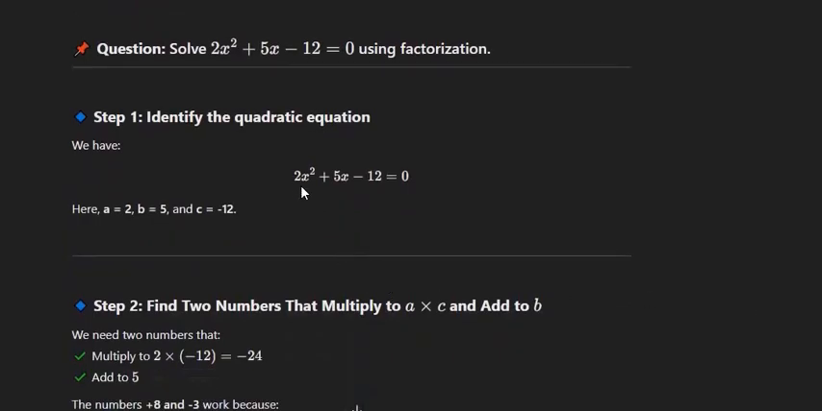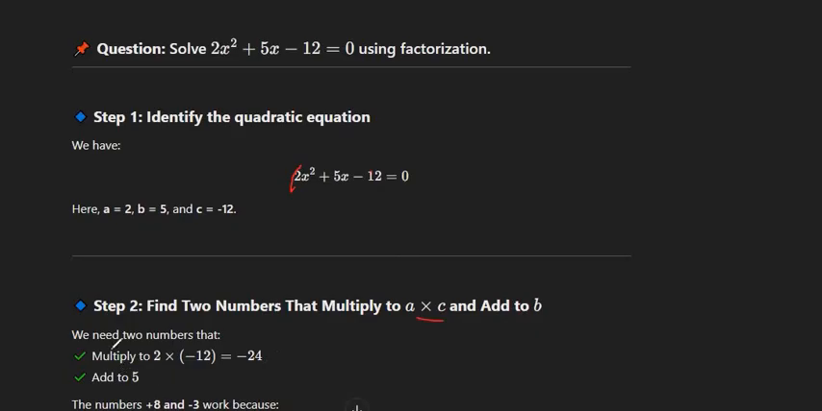I'm considering this question with a coefficient. A has a 2, in which first I find two numbers by multiplying A and C. Now here we have to multiply. Remember that this is your A, 2, and you have to multiply it by minus 12. So A and C we will multiply, that is 2 multiplied by minus 12 will give you minus 24.